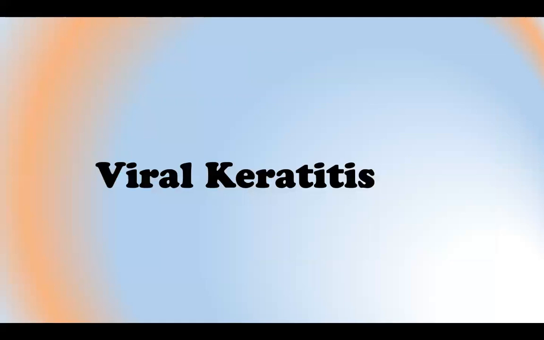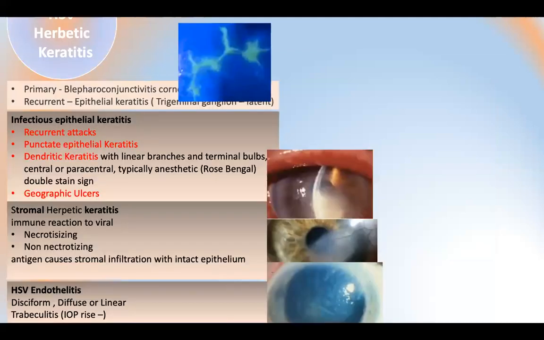Next will be the viral herpes simplex herpetic keratitis. It can present early without any corneal affection. It will cause a blepharoconjunctivitis. Then when it is recurrent, it will cause corneal affection. There are different forms: epithelial, stromal, and the stromal has many pictures, and endothelial.